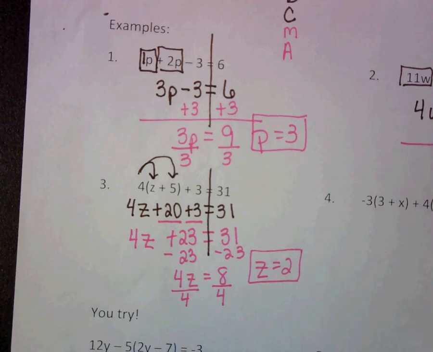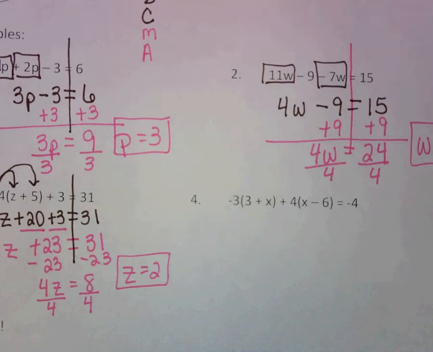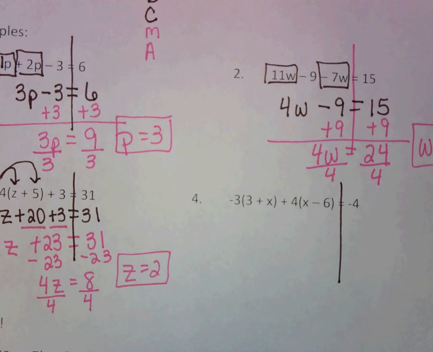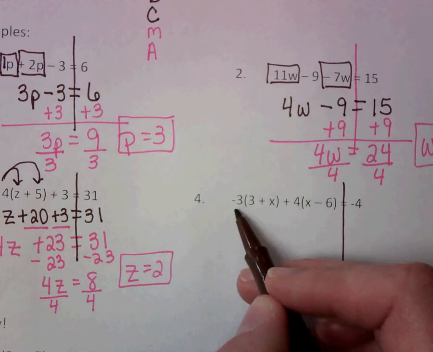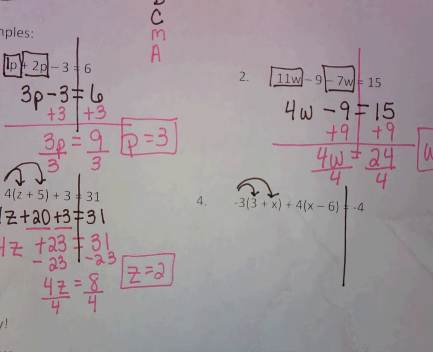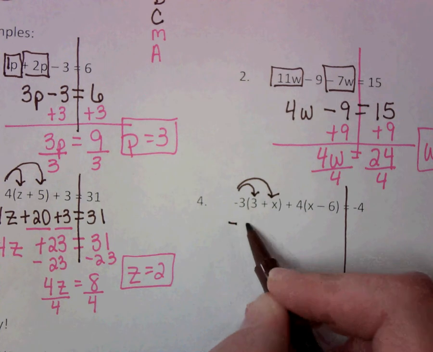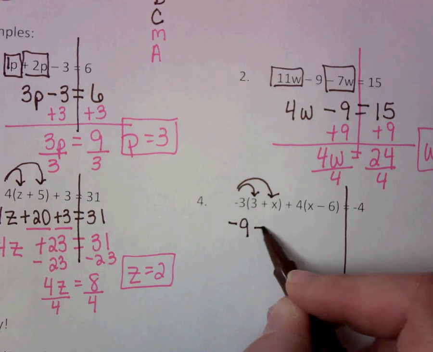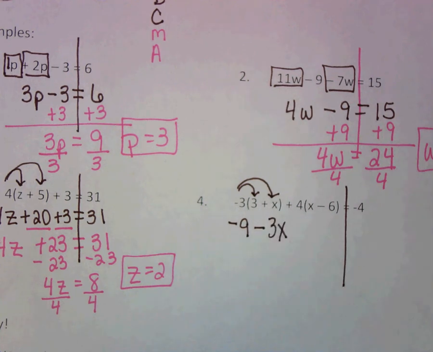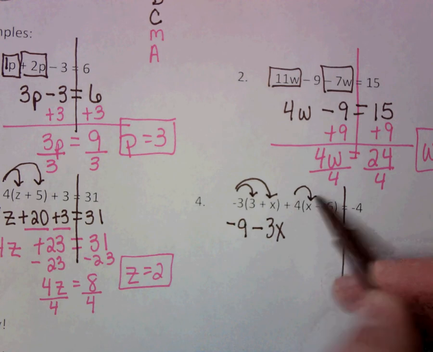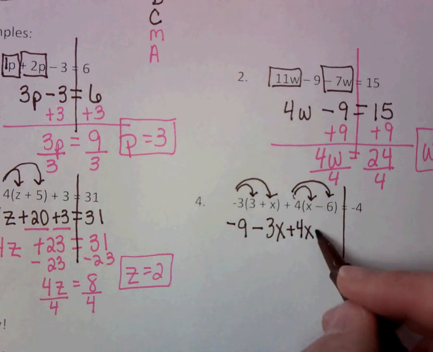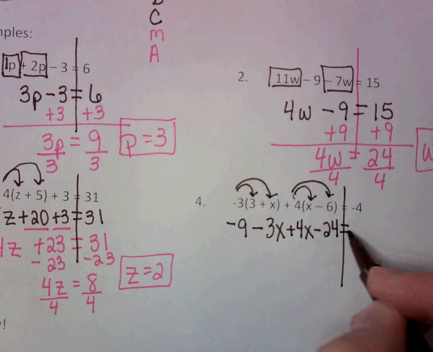Okay, last example we're going to do together. Ooh, 2 sets of parentheses. Yikes. Okay, we can do this. So first of all, look, our negative 3 is only going to distribute to the parentheses directly behind it. So this is going to be negative 9 minus, because it's negative 3 times x, 3x. Okay. Now I'm going to do 4 times x, so that's positive 4x. And 4 times negative 6 is negative 24 equals negative 4.